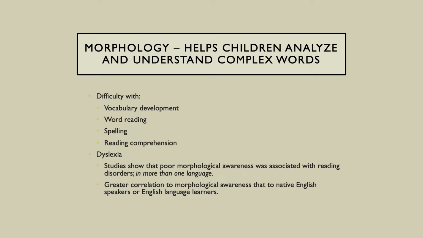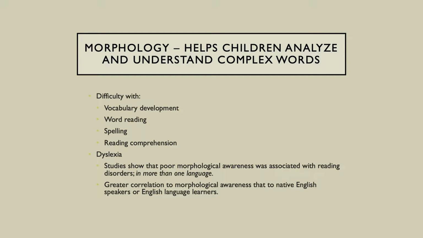Next, we'll look at the area of morphology. And this is what really helps children analyze and understand complex words, is their ability to understand things in their smallest parts. And so kids who have trouble with morphology have difficulty with vocabulary, with word reading, with spelling, and reading comprehension. So we can see how these children that have these academic disabilities, it's rooted in a language issue.